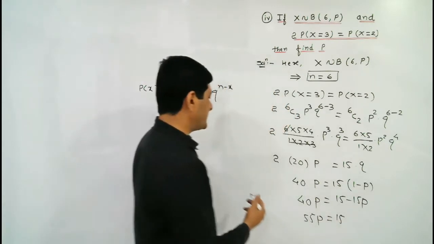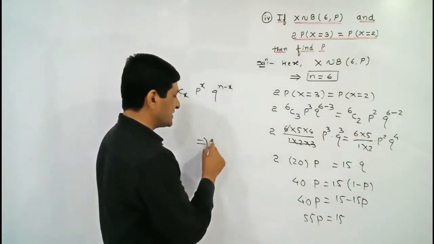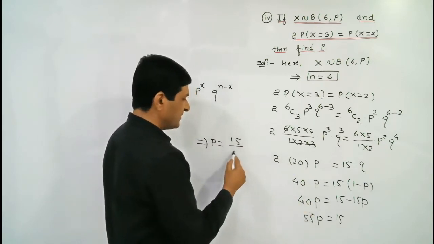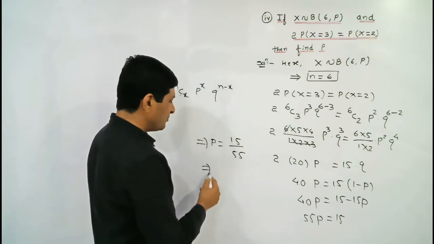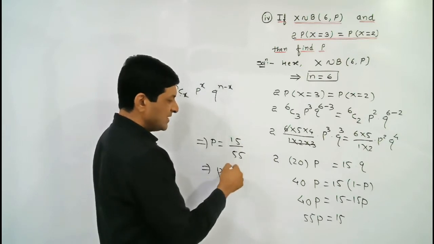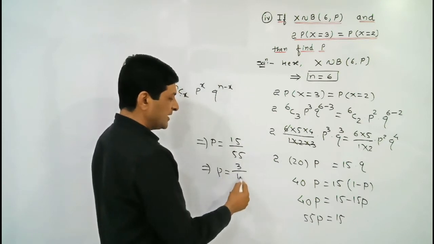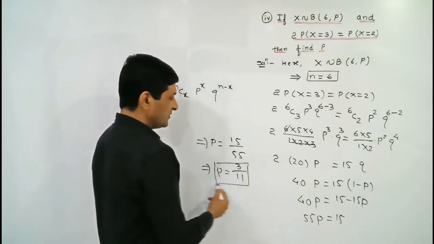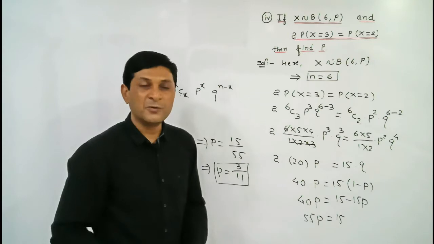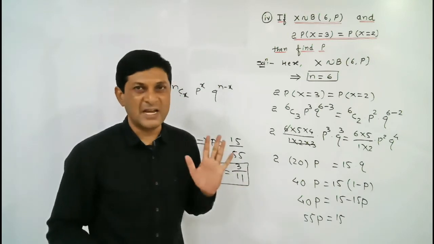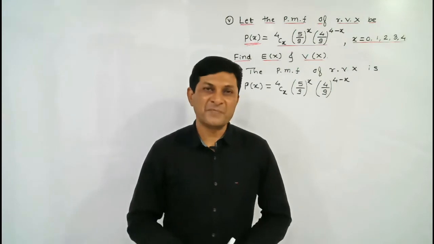So which implies that p is equal to 15 divided by 55. Here we can observe that both the numbers are divisible by 5. If I divide the numerator by 5, we will get 3 and in the denominator we will get 11. In this way we have got our required value p, and its value is 3 by 11. Now see the example number 5.